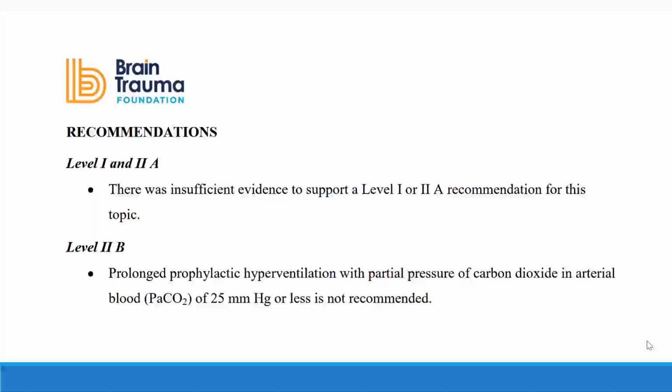In brain trauma, according to the Brain Trauma Foundation, there is a level 2B recommendation that prolonged prophylactic hyperventilation with a partial pressure of CO2 of 25 or less is not recommended. So we should not go below 30 millimeters of mercury. 30 to 35 is ideal for these cases.